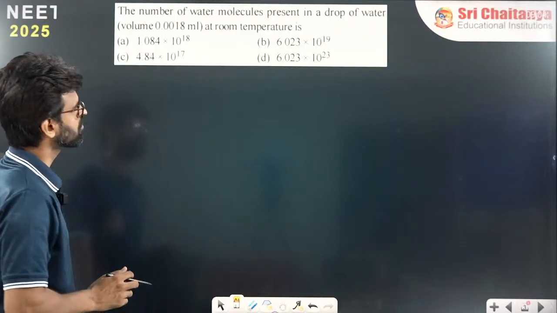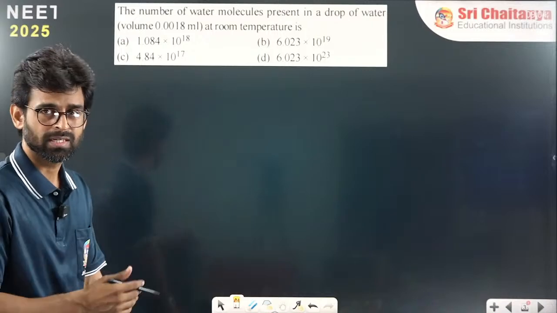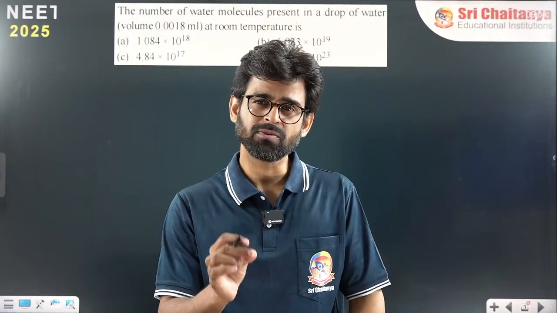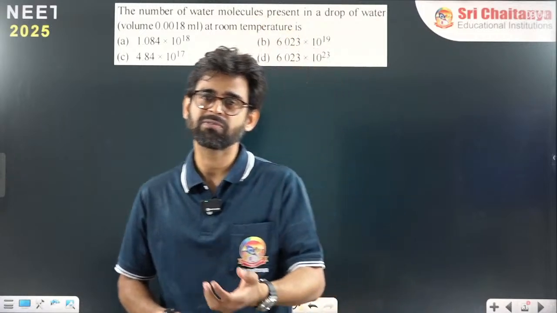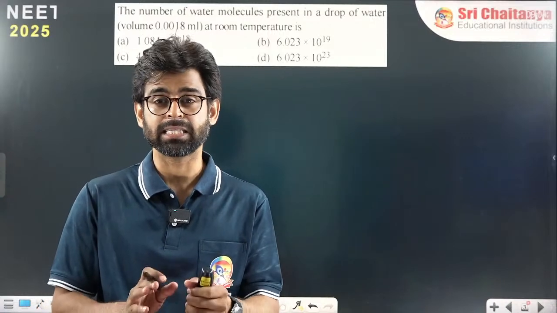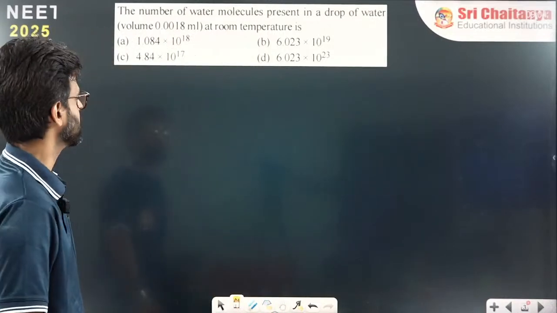Next one is the number of water molecules present in a drop of water. Here students make which mistake? Let us discuss first. Actually, the third formula, or I will say the formula volume divided by 22.4, we can apply this formula only for gases. We can't apply this for liquids, or if they give volume of something. It is applicable only for gases and at STP, or you can say NTP condition, right?